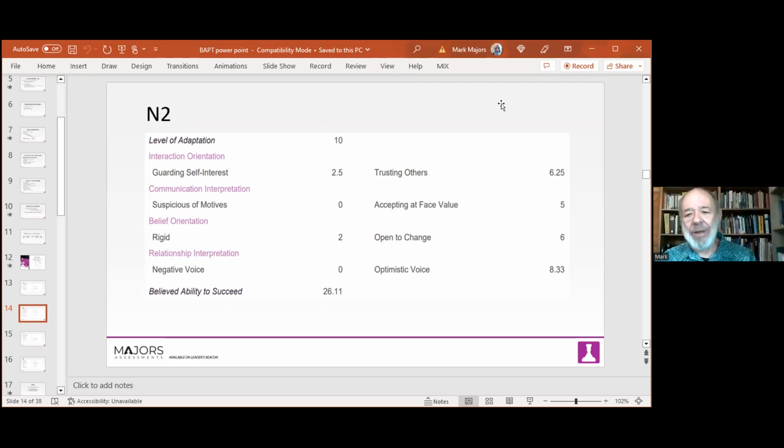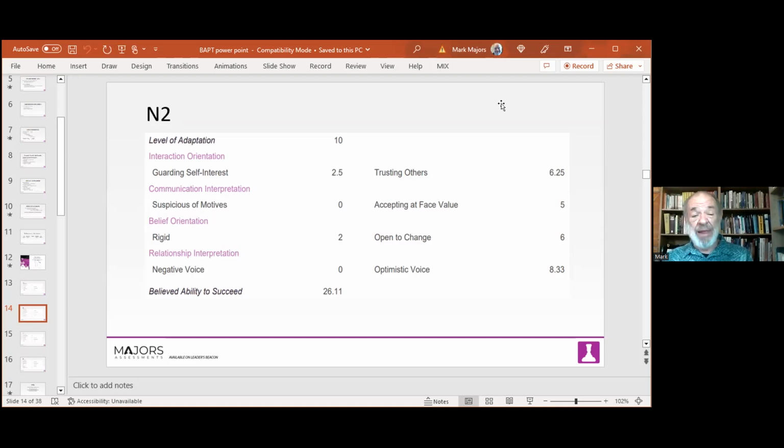Her interaction orientation, her level of adaptation is high. All 10 is a nice high score. Her interaction orientation, she's guarding a little bit of self-interest, but she tends to trust others. She's not suspicious of motives when it comes to communication and interpretation, and she pretty much accepts people at face value. And she's not real rigid. She's actually pretty flexible and willing to listen to different ideas. And she has pretty much an optimistic view of her relationships with people.